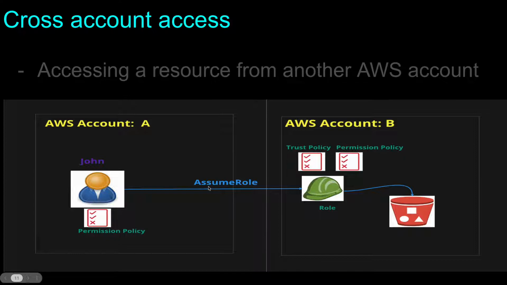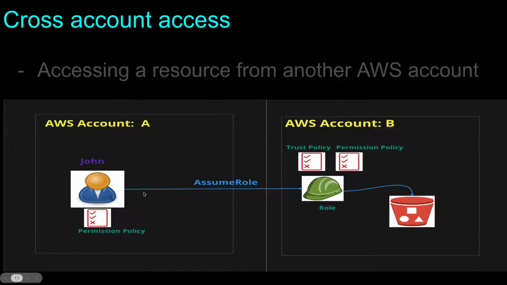Cross account access is another topic that comes up in the AWS solutions architect exam. What is cross account access? Cross account access is when a user in one AWS account accesses a resource in a different AWS account. Of course, it involves more than one AWS account.